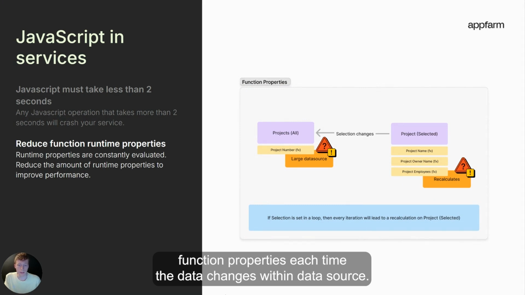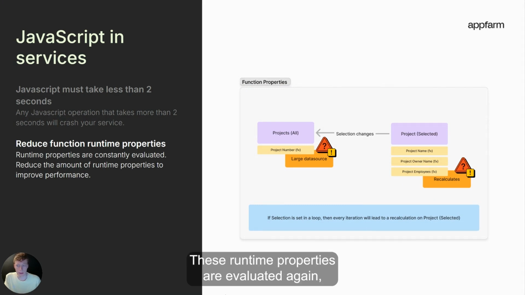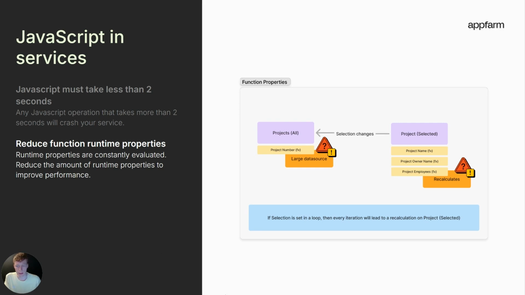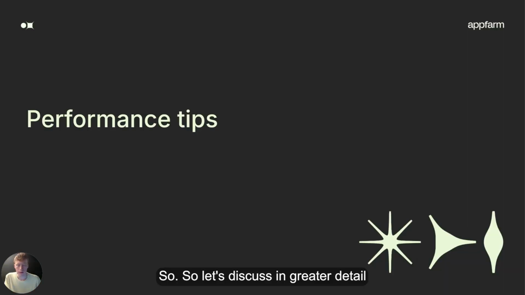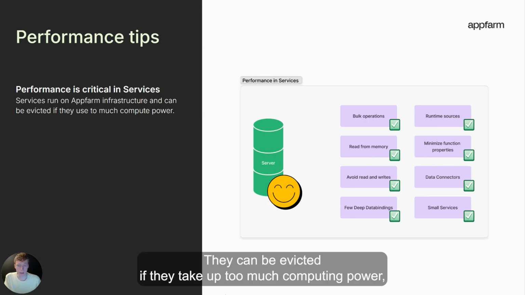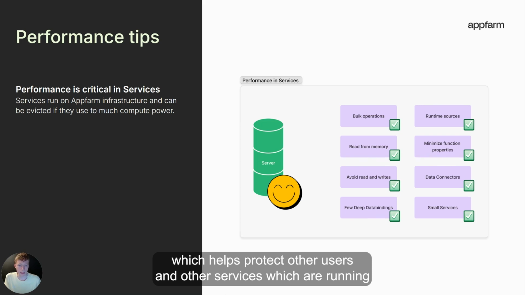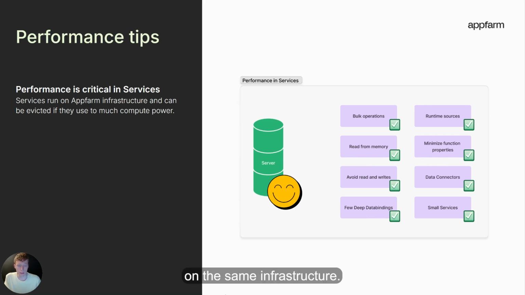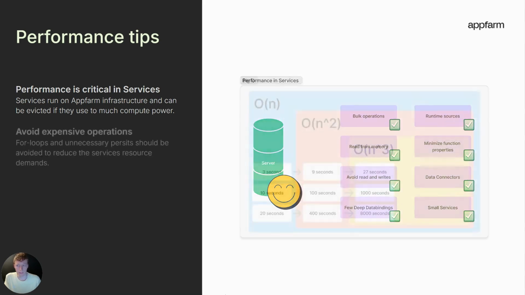Each time the data changes within a data source, these runtime properties are evaluated again, which can cause bad performance in your service. So, let's discuss in greater detail some performance tips for your services. Performance is critical in services. Since they run on Appfarm infrastructure, they can be evicted if they take up too much computing power, which helps protect other users and other services which are running on the same infrastructure.